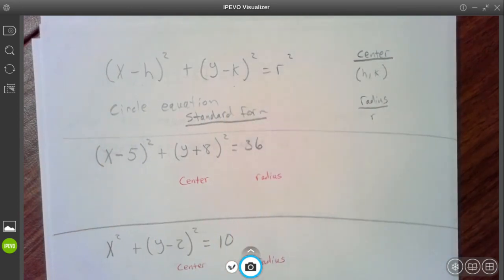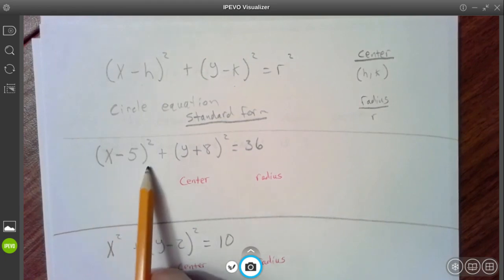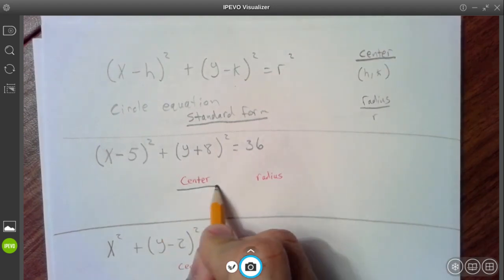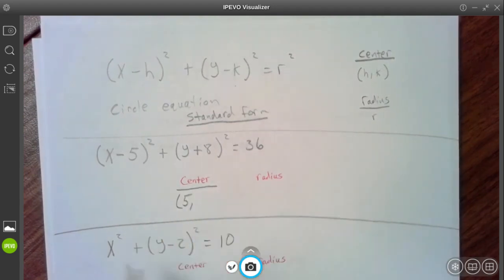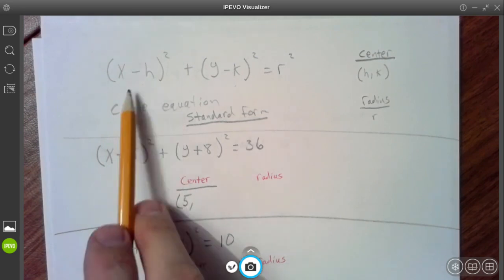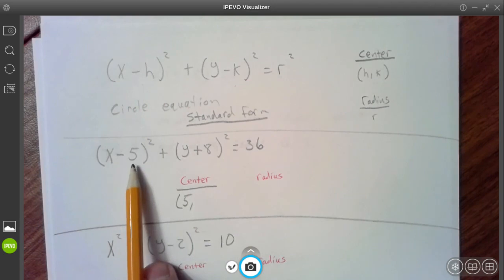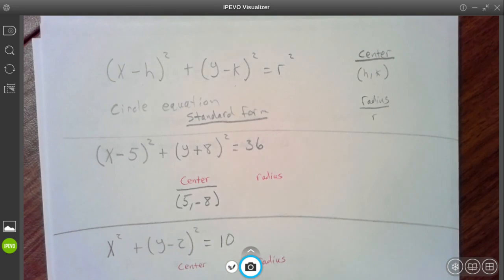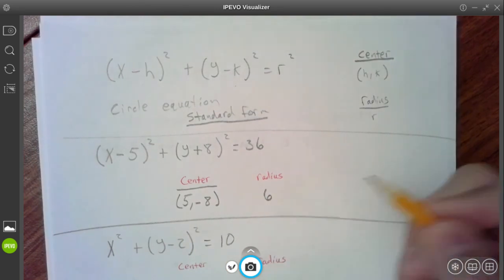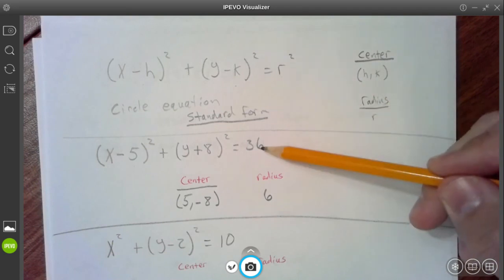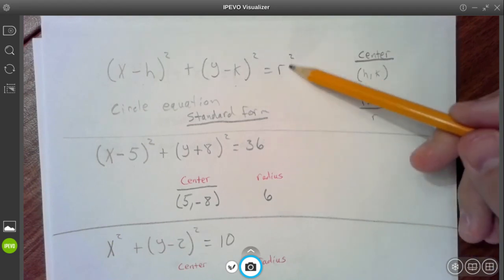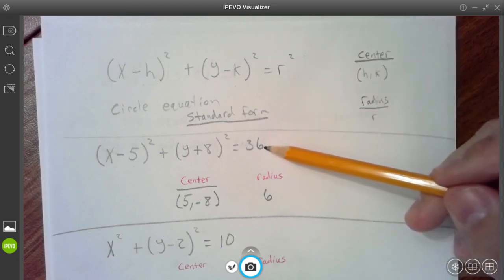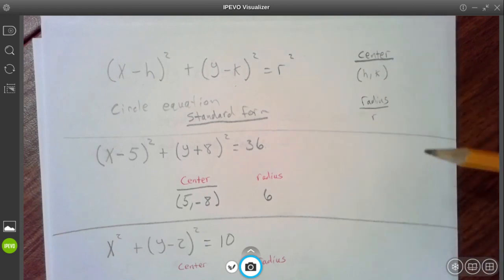So here I've got (x minus 5) all squared plus (y plus 8) all squared is equal to 36. My center is going to be positive 5, even though it says x minus 5. Remember the formula says x minus h. So it'll be 5, and then the y value is going to be negative 8. And then my radius is going to be 6. The tricky part on the radius is, the formula reads r squared. So you have to think about what number squared will give you this 36 here. Or you just take the square root of it, basically.